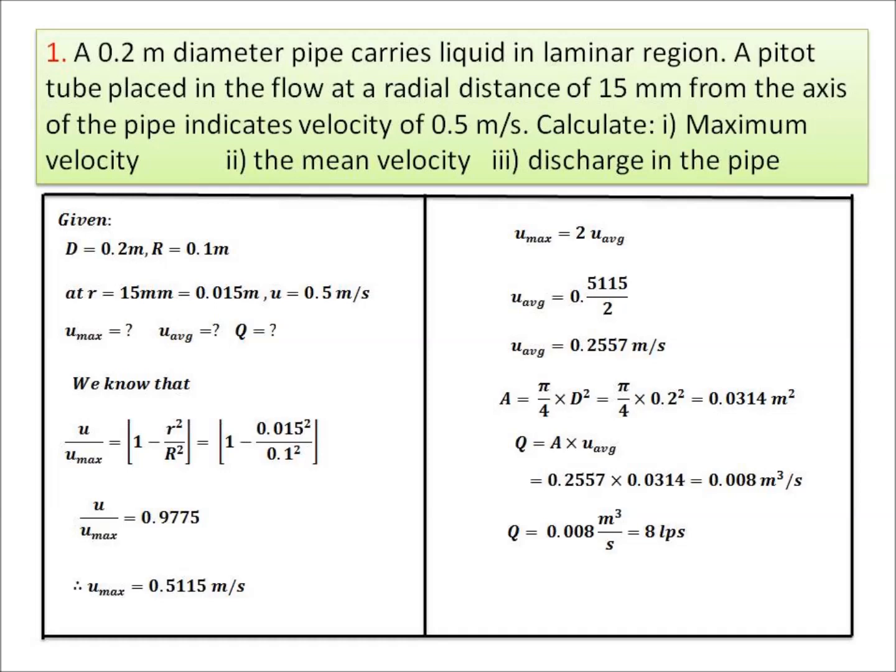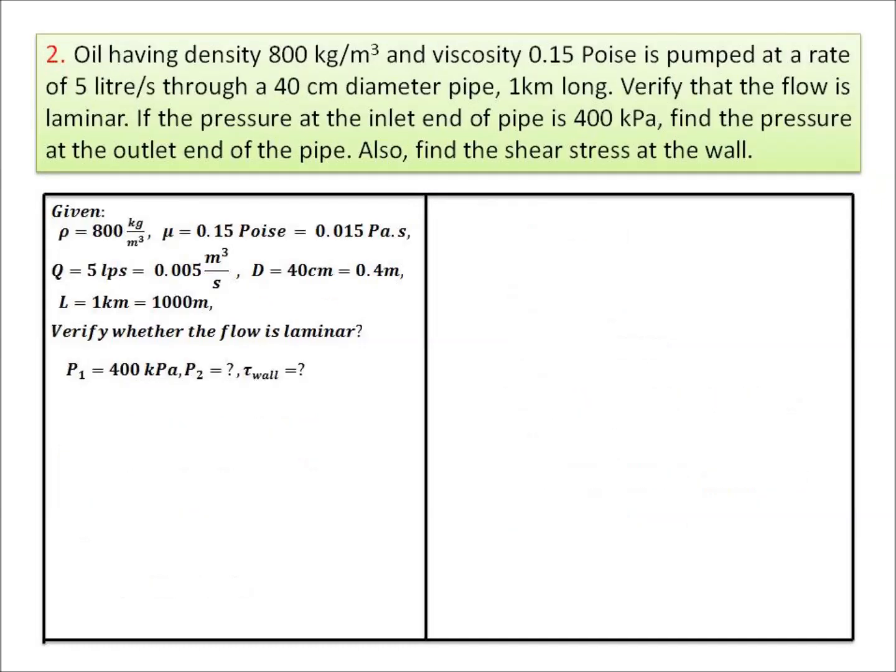And if you convert this into liter per second, multiply this by 10 raised to 3, you will get this as 8 liter per second. And viscosity as 0.15 poise, it's pumped at a rate of 5 liter per second through a 40 centimeter diameter pipe.